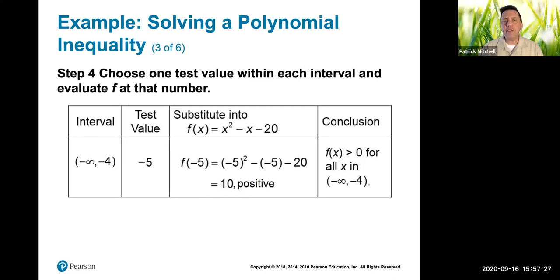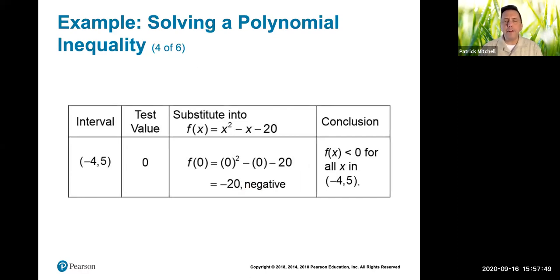Substitute that value into the function f of x equals x squared minus x minus 20. It comes out to 10, which is positive, which means that this function is positive for all x's in that interval. Okay. Moving on to the next interval, which was negative 4 to 5. I always pick 0 for any interval that includes 0. When you put 0 into that function, you get negative 20, which of course is negative. And that means the function is less than 0 for all values in that interval.